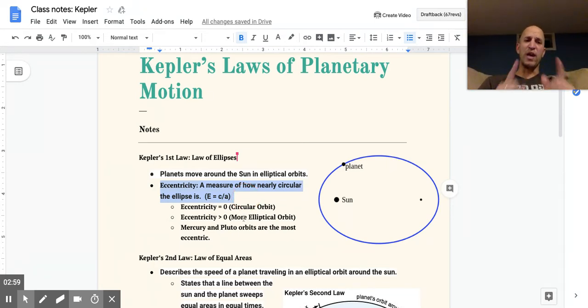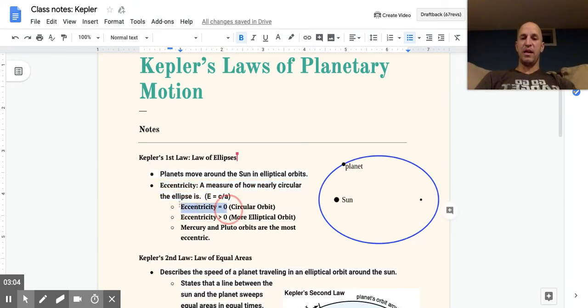So how do you do that? Very, very simple. If the eccentricity equals perfectly 0, it's going to be a circular orbit. So the path the planet takes around the sun will be circular. No planets do that perfectly. Some are very close, but nobody has a perfect circle. The greater the eccentricity is than 0, the more elliptical the orbit is going to be. So the further a number is from 0, the greater the ellipse will be.